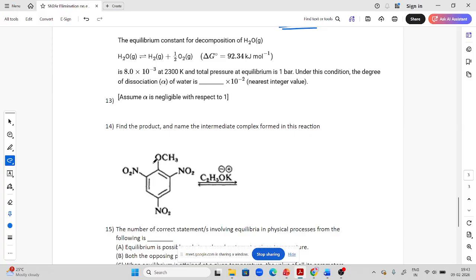Ma'am, I guess we have to use delta G is equal to minus RT ln K and find the temperature, ma'am. But temperature is already there. Why do you need to find out temperature? Okay, ma'am. Then how can we find the initial pressure, ma'am? Because by obtaining it, we can directly find the alpha value, ma'am.